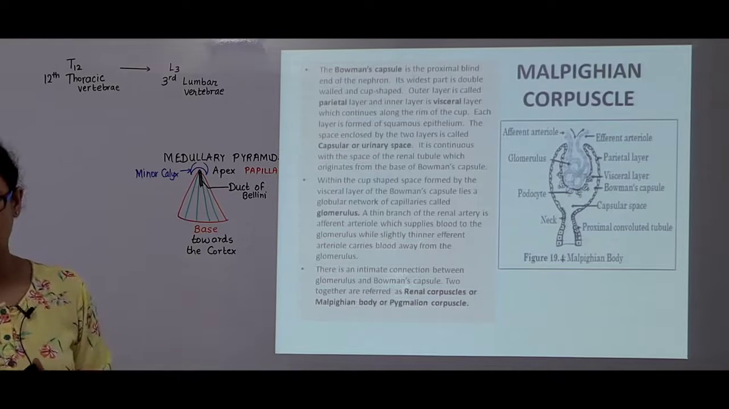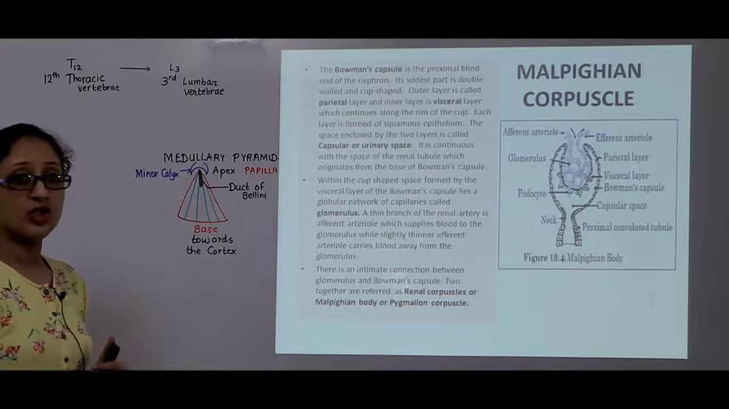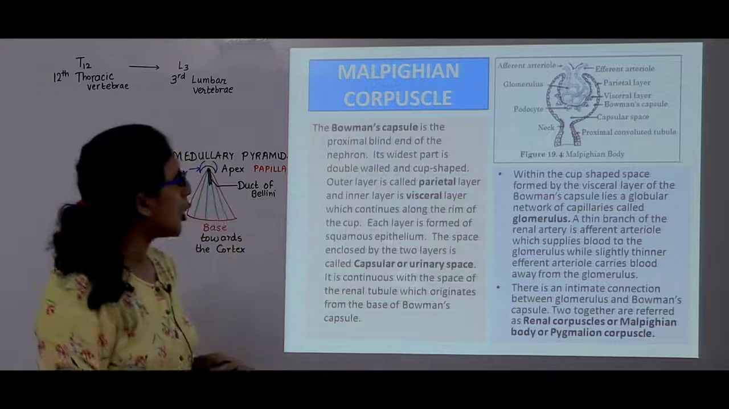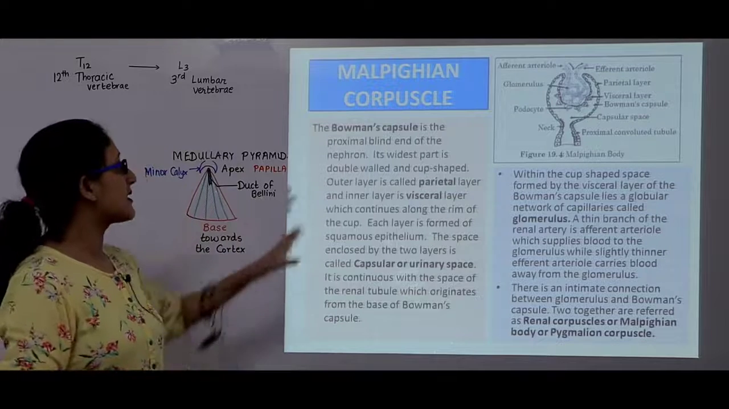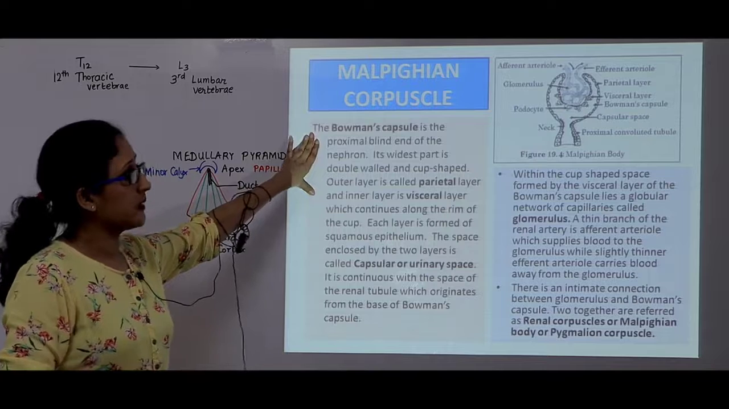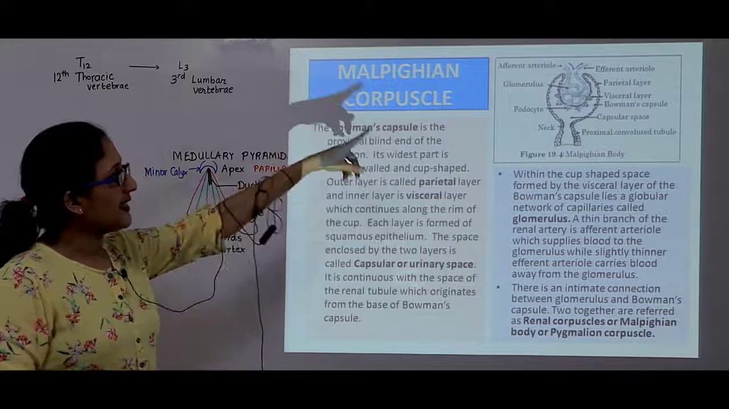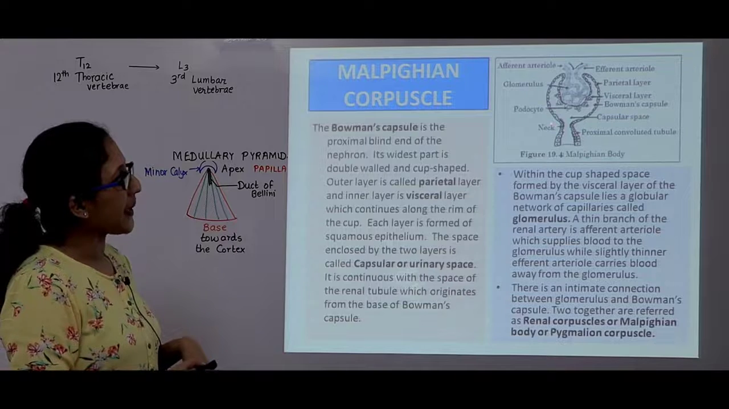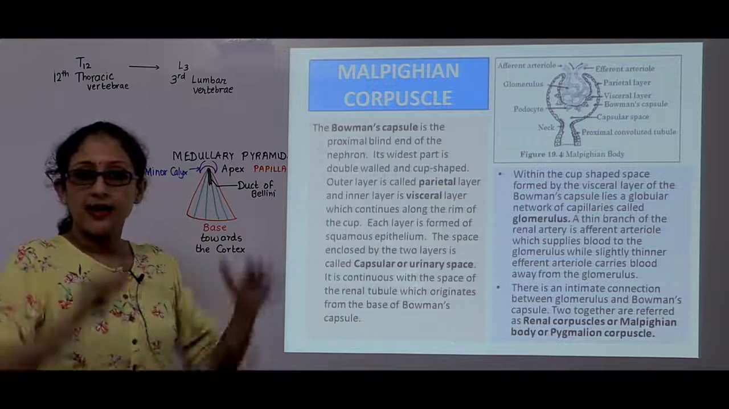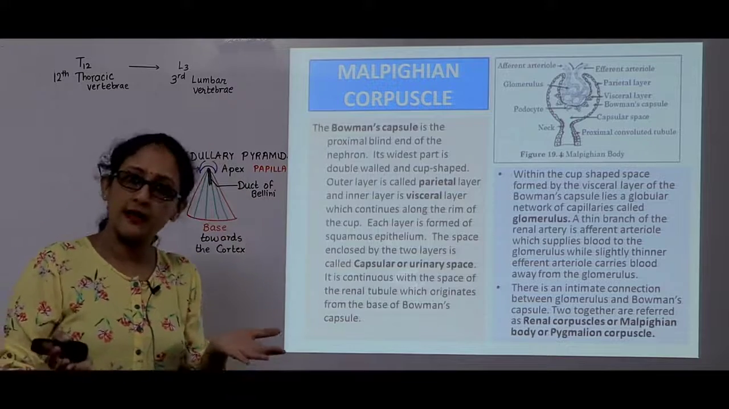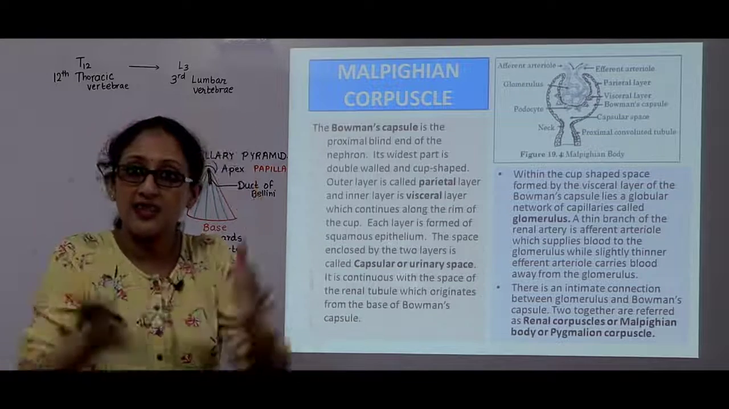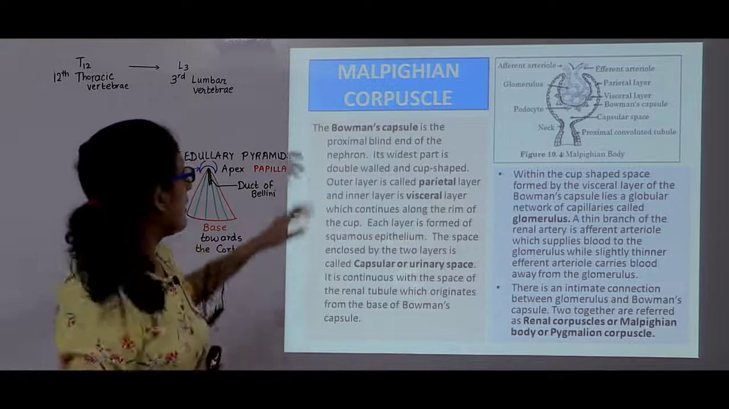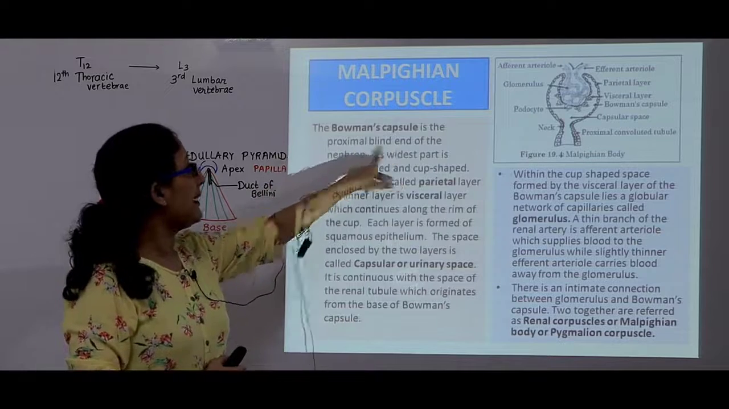We go to the next topic, which is the Malpighian corpuscle. So in case of the Malpighian corpuscle, the first part we are discussing is the Bowman's capsule. Now if you look at that image over there, the Bowman's capsule is this portion, it's like a cap. It has got an outer parietal layer and the depression is the inner part. The inner part is called the visceral layer. It is the proximal blind end of the nephron.